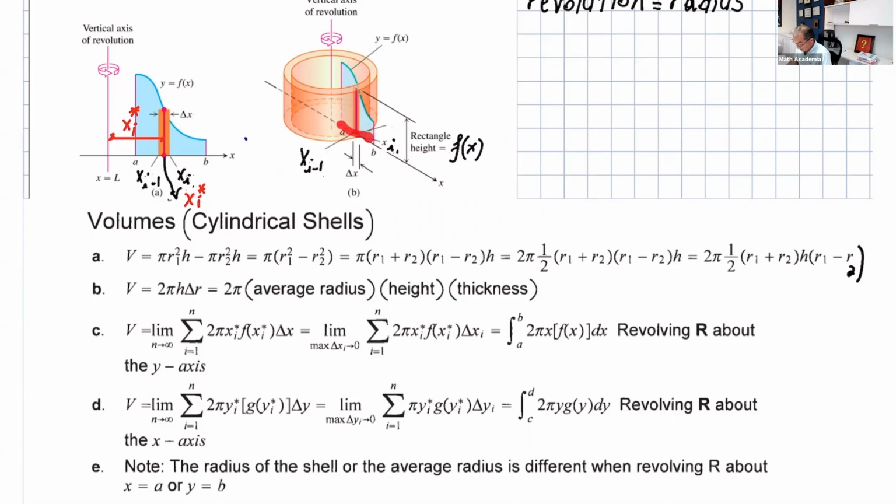So we are going from a to b. See what we need. We need the height, which is our function, and here I put it as f of x. So the thickness is delta x.